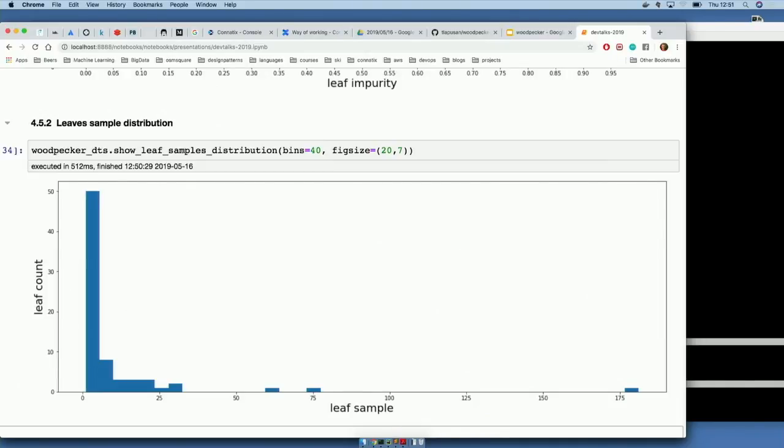And from here, with this information, what we can do, for example, is decrease the depth of the tree, and you can see what's happening then.